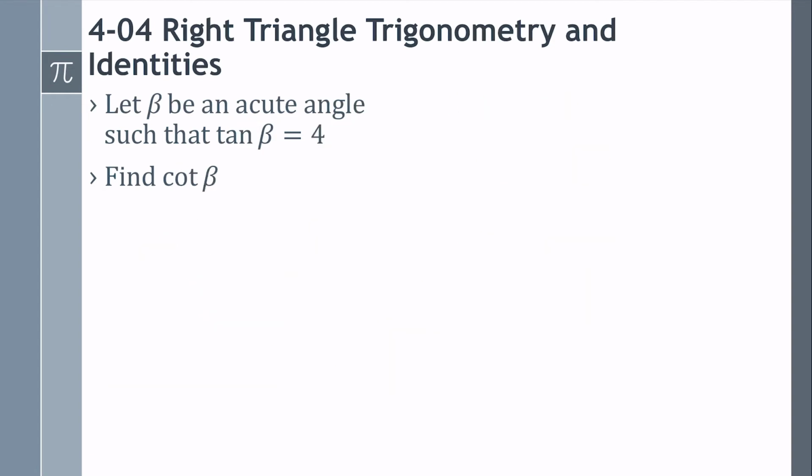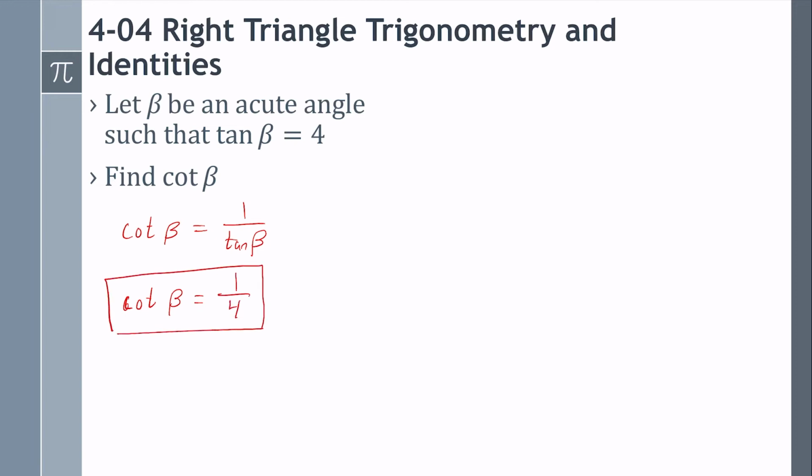Let's try another. This time we know tangent of beta. We want to find cotangent of beta. So is there a relationship? Sure, they're reciprocals, so cotangent of beta would be 1 over tangent of beta. Tangent of beta was 4, so cotangent must be 1 over 4.